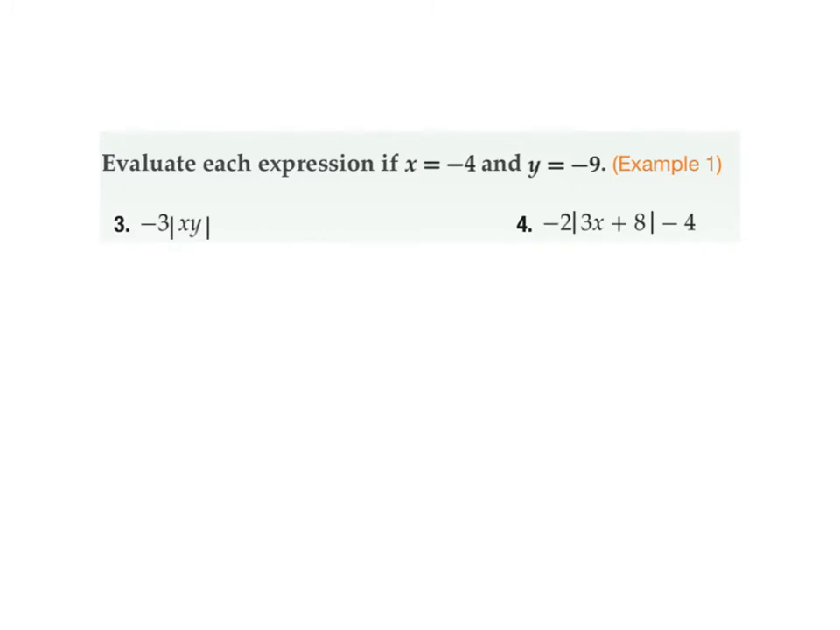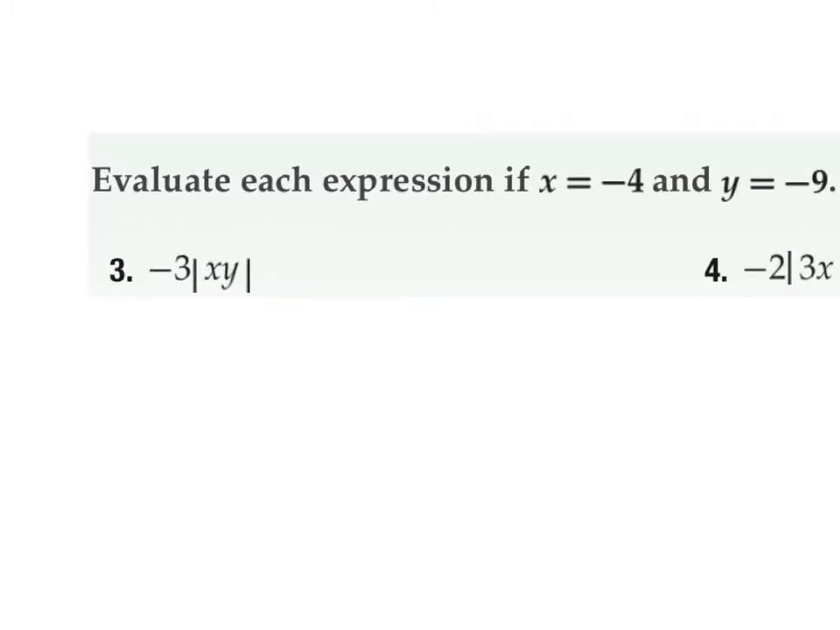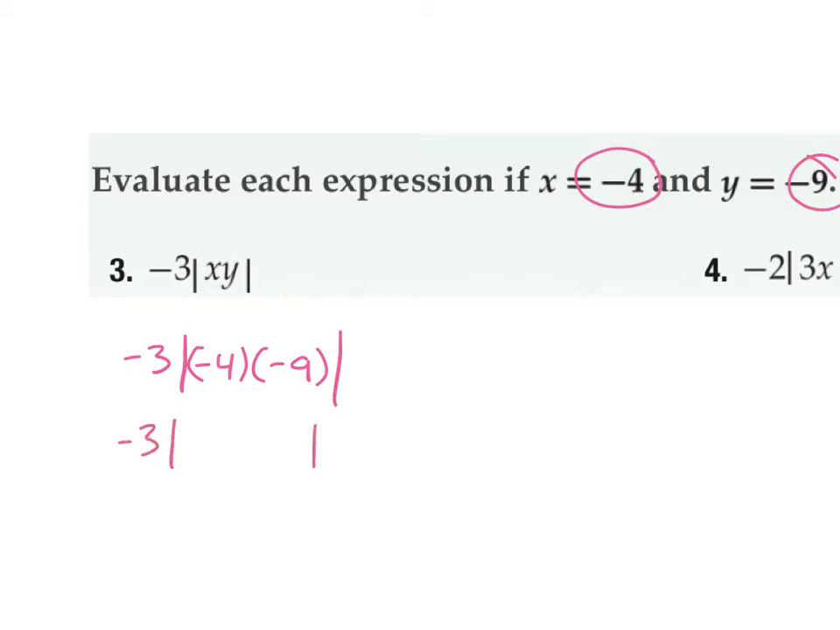Okay, in the next example, we're doing the same thing. So here we need to plug in our -4 and -9. So we have -3 times the absolute value of -4 times -9. Remember, when I plug it in, I'm going to put it in parentheses just so I don't mix up our signs here. What's -4 times -9? Positive 36. What's the absolute value of positive 36? 36. So we can get rid of those absolute value signs.